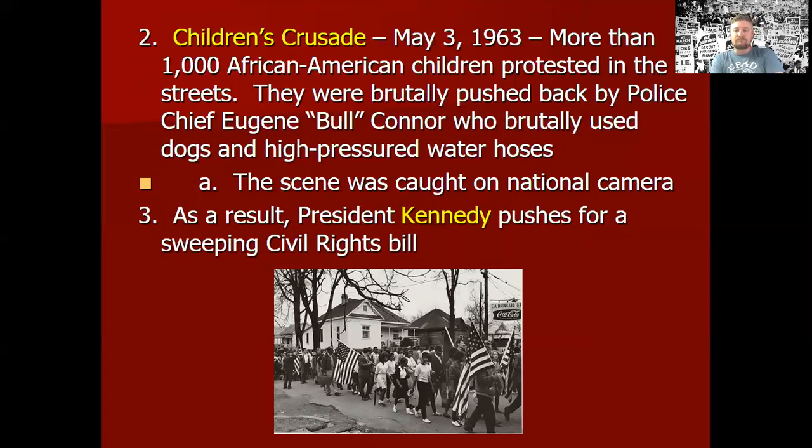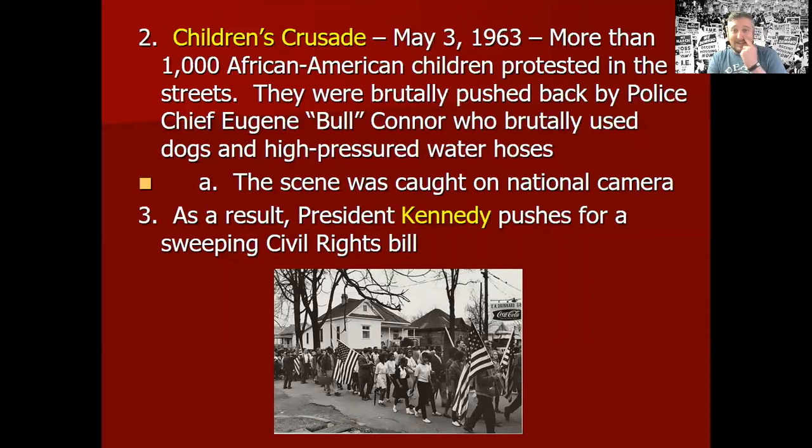The Children's Crusade was another major moment in this. May 3rd, 1963, you had over 1,000 kids who peacefully assembled to protest. And this is that picture I showed earlier of the young boy being bitten by the dog. This is when the police came out and used high-pressure water hoses and police dogs. And this is the moment where President Kennedy says this has to end, and it's the brainchild for the Civil Rights Act of 1964.